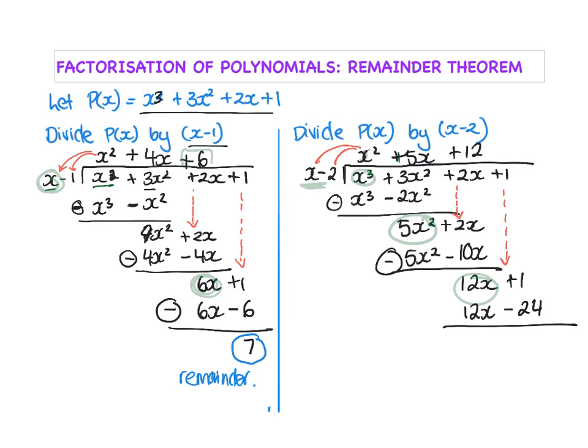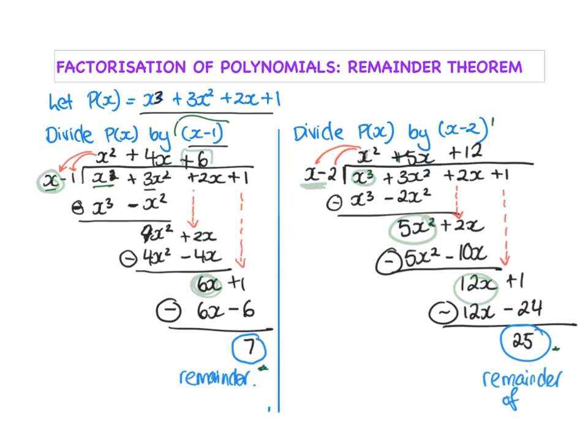And then what's our remainder? Good. So 25. So here you're telling me when you divide, you have a remainder of 25. Okay. So we've looked at this. When we've divided by x minus 1, we got a remainder of 7. When we divided by x minus 2, we got a remainder of 25.